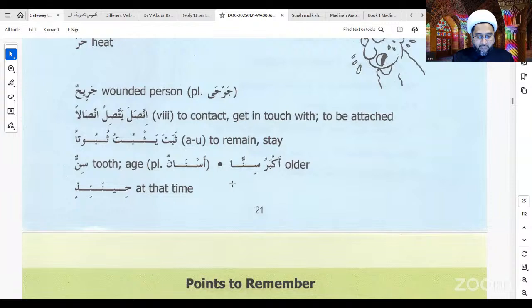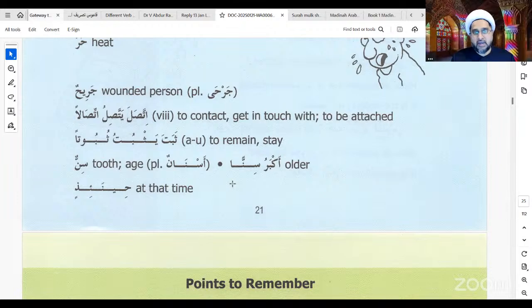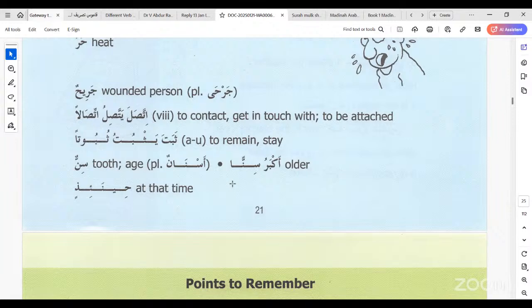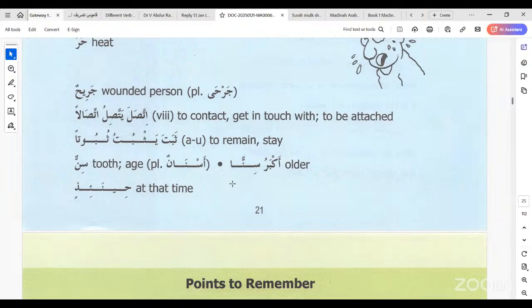swad instead. The Mustafa is the noun maf'ul. The chosen one. The chosen one. Maf'ul, Mustafa, the chosen. Yes, maf'ul, the chosen one.